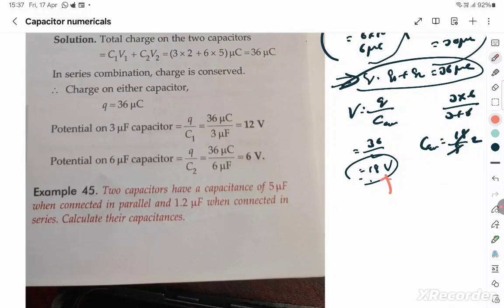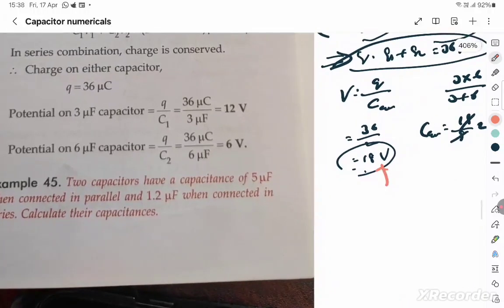Two capacitors have a capacitance of 5 microfarad when connected in parallel and 1.2 microfarad when connected in series. Calculate their capacitances. So, they've given a combination.